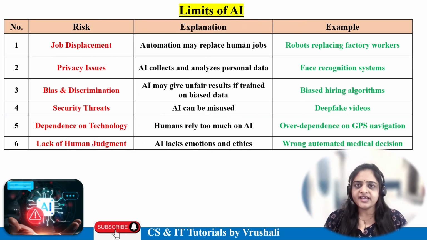Now next, limitations or disadvantages of AI. The first main disadvantage is job displacement, because AI systems require less human power, like robots replacing factory workers. The next one is privacy issues. Most AI systems collect and analyze personal human data, for example, face recognition systems, and this generates privacy concerns. After that, bias and discrimination: if an AI system is not trained properly, it generates wrong results. After that, security threats. Sometimes AI can be misused, for example, in deepfake videos. After that, humans can become completely dependent on AI technology, like calculators, GPS, or contact apps, right? And again, AI systems lack emotions and ethics, right? So these are some disadvantages of AI.